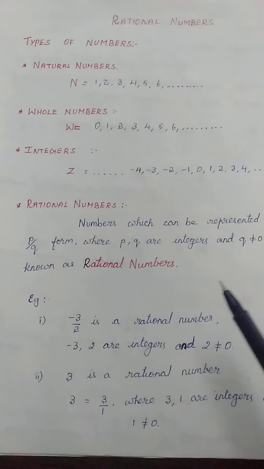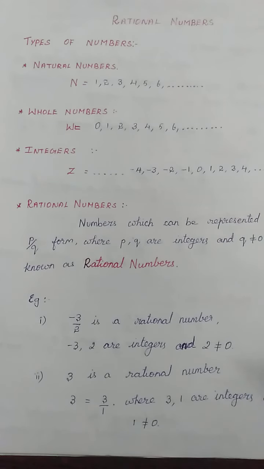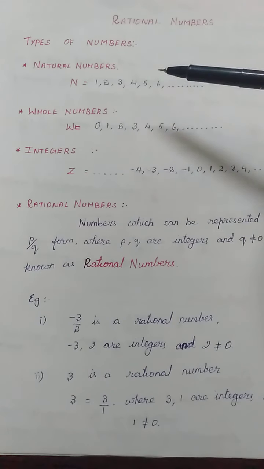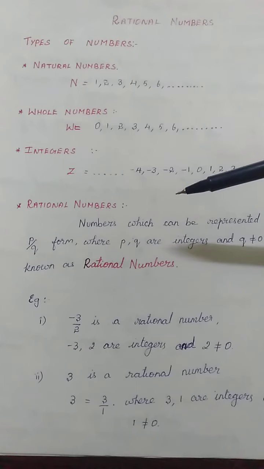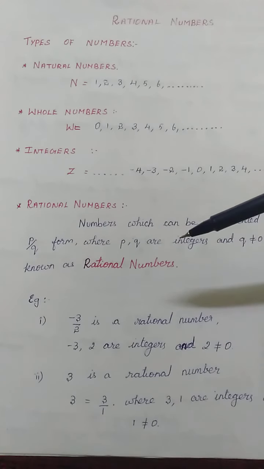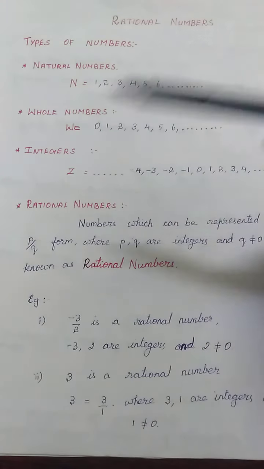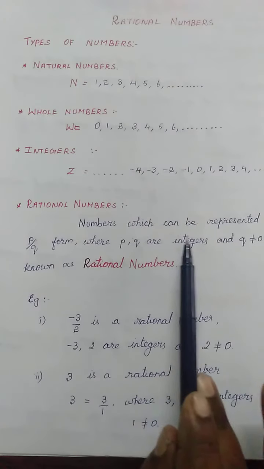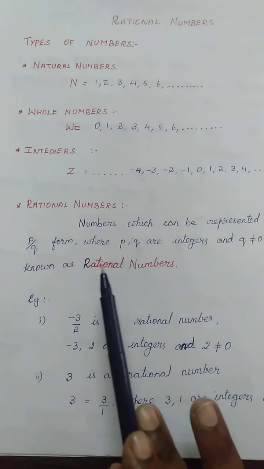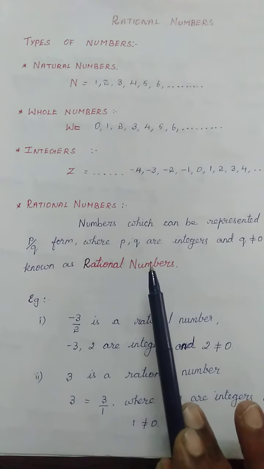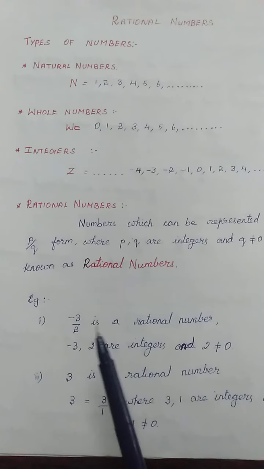Rational numbers. Now we'll come to the part on rational numbers. What is meant by a rational number? A rational number is also a type of number which will have all these three types of numbers: natural numbers, whole numbers, integers. With that, we'll have some other numbers also, which are known as P by Q form. That is, numbers which can be represented in P by Q form, where P and Q are integers and Q does not equal 0, are rational numbers.